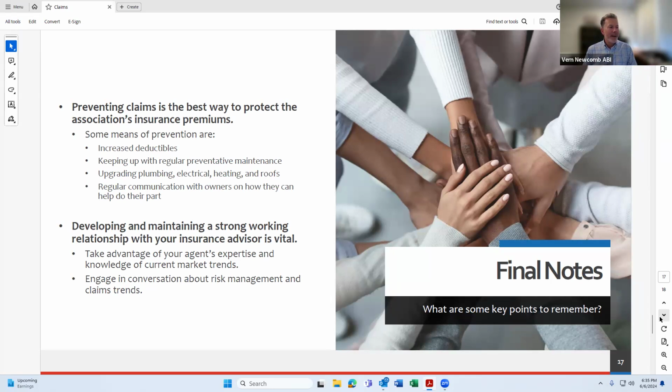And preventative measures are, number 1, increasing the deductible. That's not preventing the claim, it's shifting the responsibility onto the unit owner, so the association's policy doesn't respond.